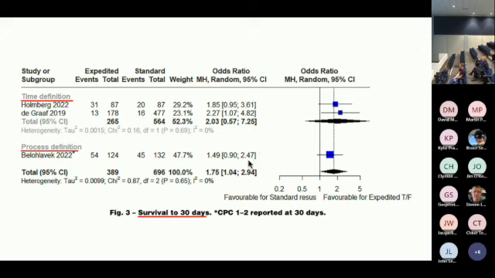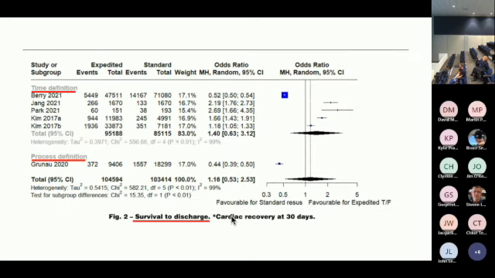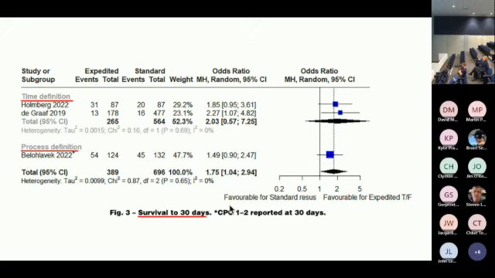When we look at survival to 30 days, CPC one or two, this is looking at neurological outcome, and the previous one was looking at just recovery or survival. This is 30 days CPC one or two. So 5 to 30 days, time definition and process. You can see in process, it's looking like it's favoring expedited transport. If you use time definition, it's not.